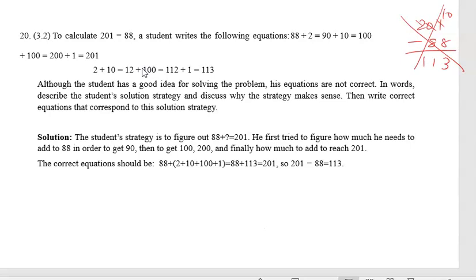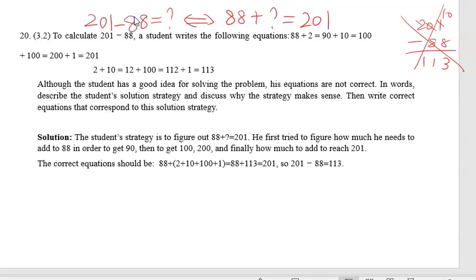And so we want to follow the student's idea to give him the correct way. So the student's idea is this. We know every subtraction problem comes from an addition problem. So 201 minus 88 equals what? It is equivalent to 88 plus what equals 201.